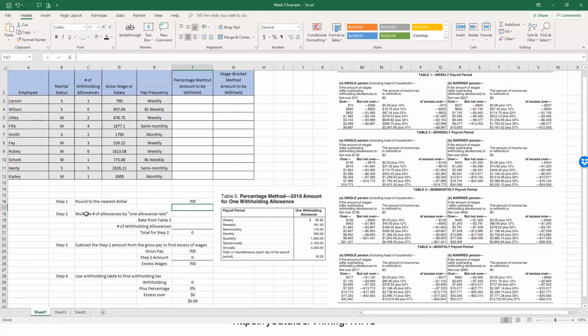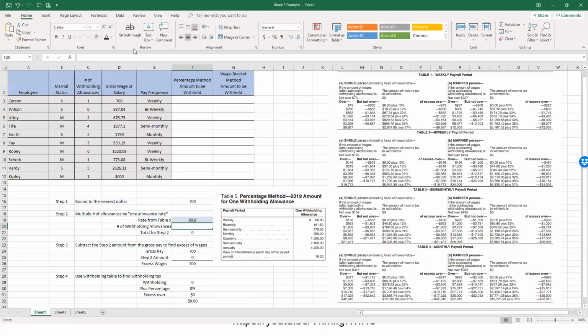In step 2, we're trying to figure out, based off our chart here that we have, the one withholding allowance. So we need to figure out the dollar amount for the number of allowances in table 5 here. You can see that box right here. So let me shade some of that. We're going to put that in there, and that's based off of this table to the right. So we know that our pay frequency is going to be weekly for this person. So we look at our chart, and our one withholding allowance is going to be $80.80.